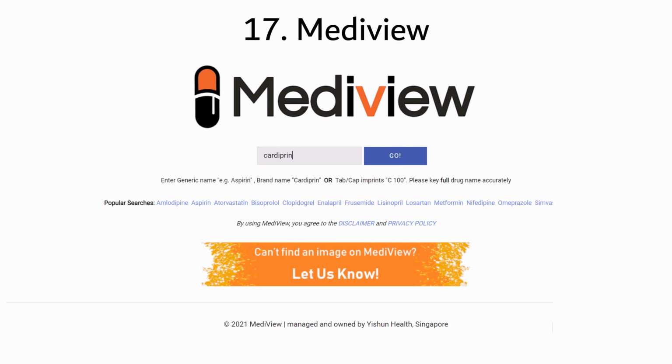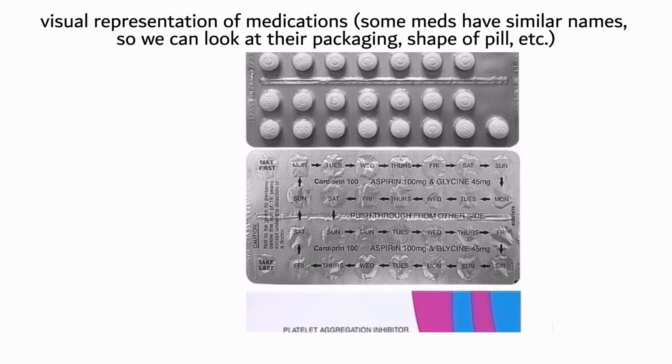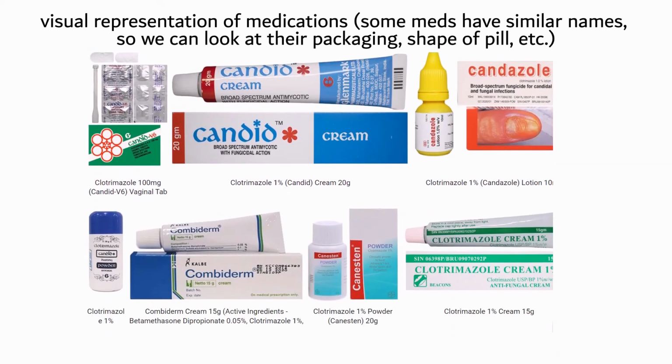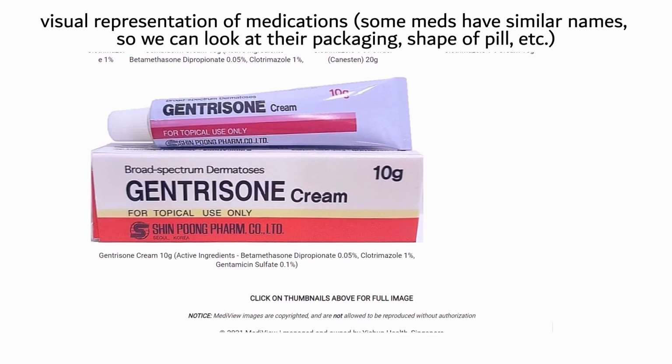So MediView is another website that has a visual representation of the medications. So there could be various medications with similar names, for example, esomeprazole and omeprazole. So in order to differentiate them, it's important to see some visual differences as well.